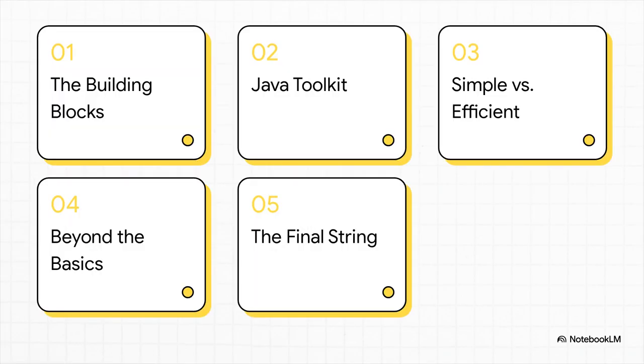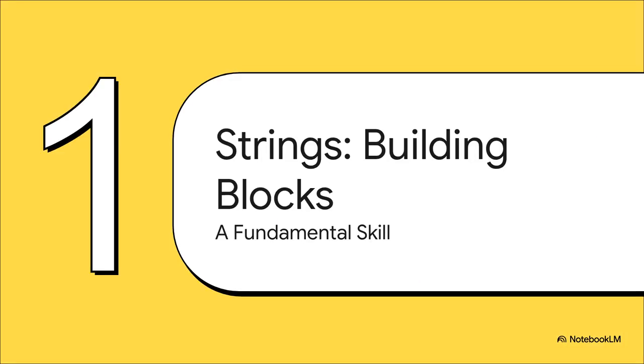So here's our game plan for this explainer. We'll start with why strings are the building blocks. Then we'll open up our Java toolkit and look at 5 essential tools. After that, we'll get into the big debate, simple versus efficient. We'll even go beyond the basics for a minute, and then wrap it all up with the final string of takeaways. Okay, part 1, strings, the building blocks.